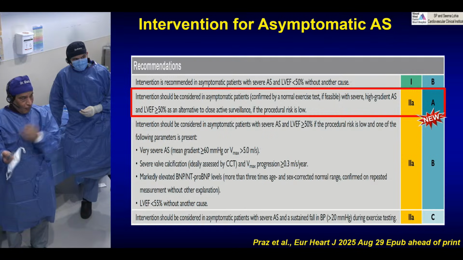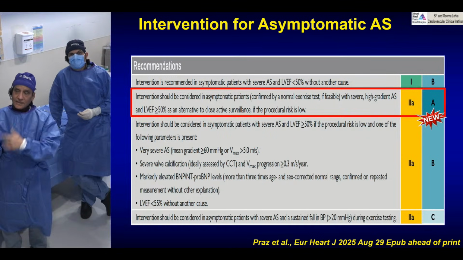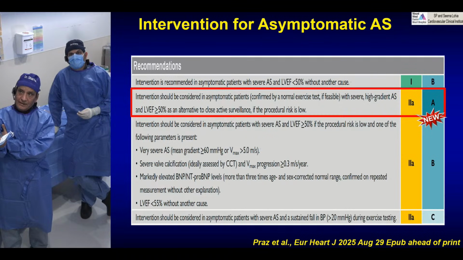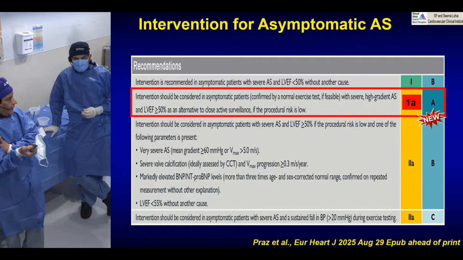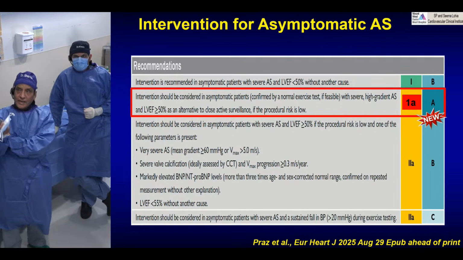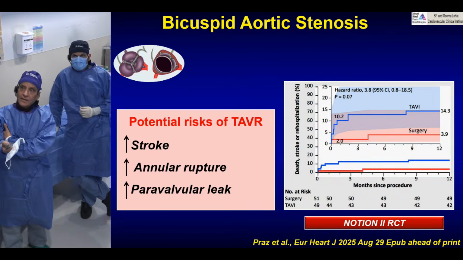So now we have 4 trials, 2 interventional, 2 structural. Maybe it was just too early for the guideline, they still kept it as a 2A. So to me, I think this should be very rapidly 1A. There's no question, because you have 4 trials, all consistently showing asymptomatic severe AS should get a class 1 indication.